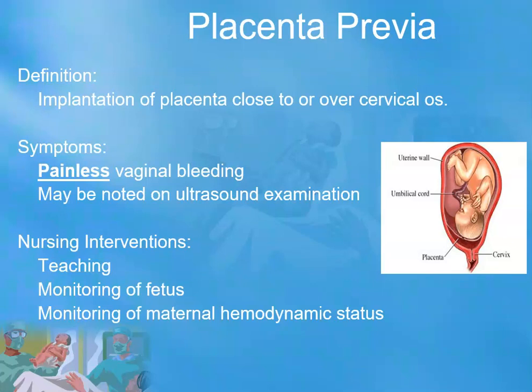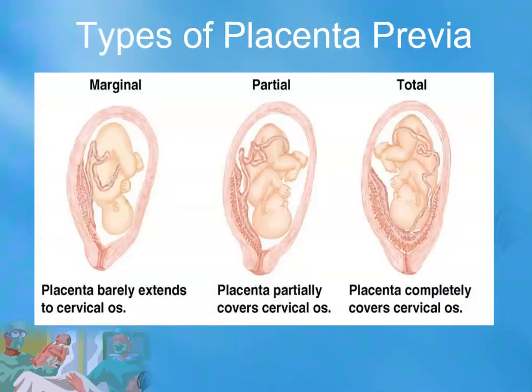But it's painless vaginal bleeding that they might experience. We might tell them you might see bleeding and it's bright red, but whether it's painful or painless is one thing we want to distinguish because it could be something else. But it's usually painless with a placenta previa. And of course, you want to monitor mama's hemodynamic status, especially if the bleeding is profuse, and monitor the fetus very closely for decelerations. Types of placenta previa, there's marginal, there's partial, and total.